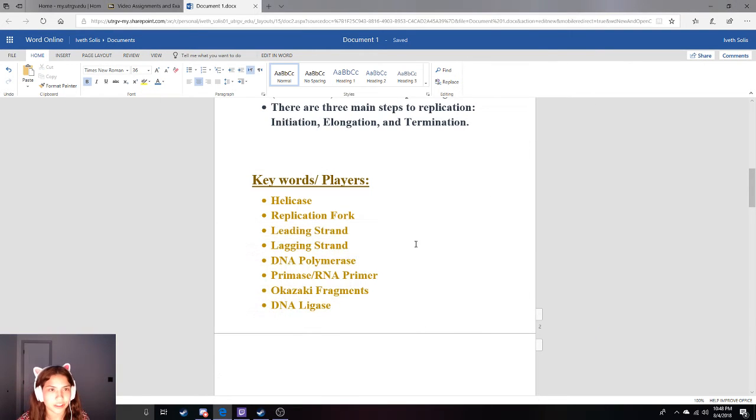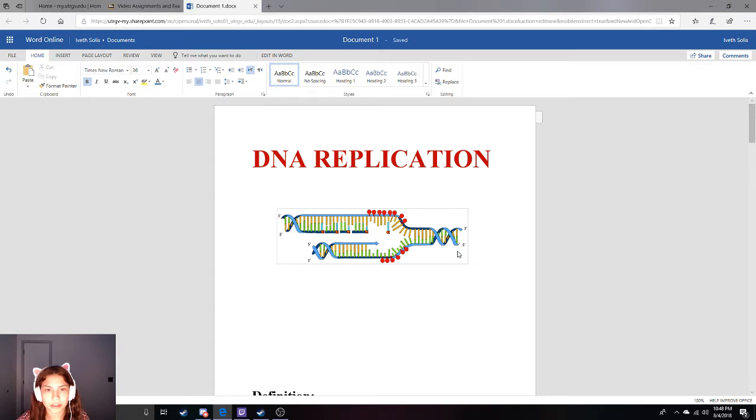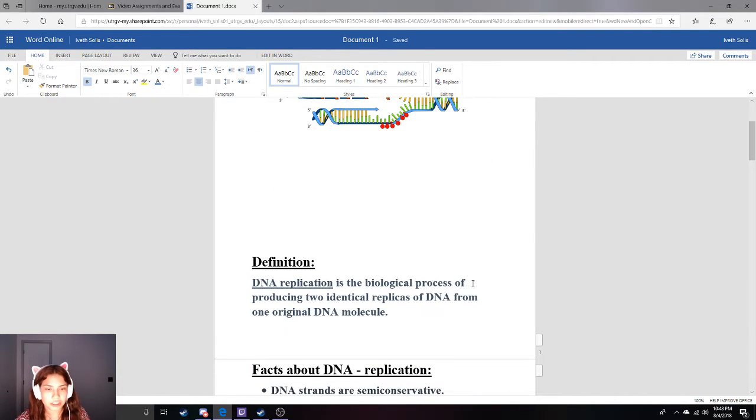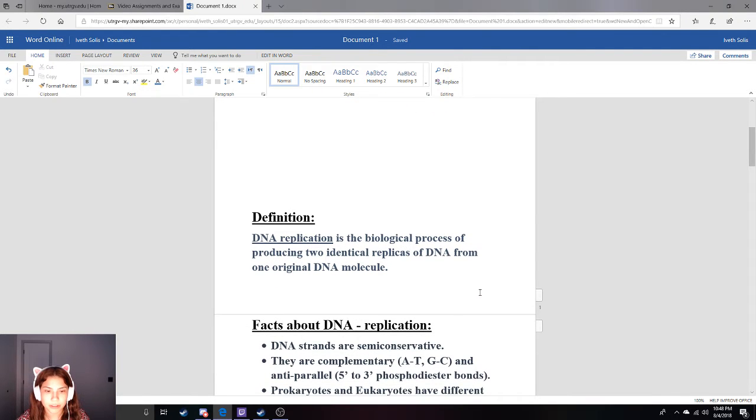I'm part of Dr. Trent's summer course for biology, and I'm going to be going over DNA replication. I'm going to start off with the definition of DNA replication. It is the biological process of producing two identical replicas of DNA from one original DNA molecule.